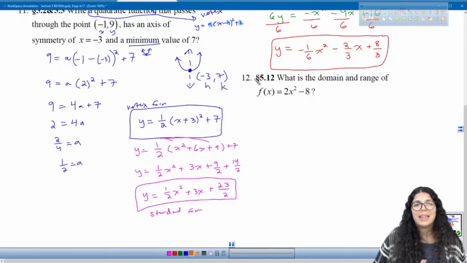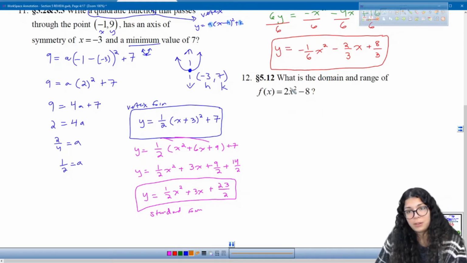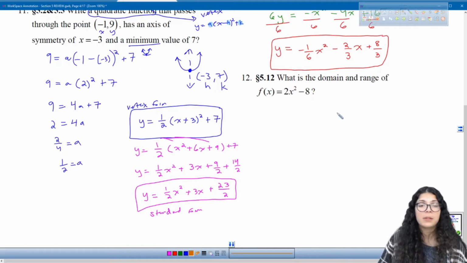Alrighty. Let's move on to number 12. So on number 12, we need to find what is the domain and the range of the function. Now, the first thing you need to do is figure out what kind of function this is. Well, it has a highest power of 2, so this is a quadratic function. Quadratic functions are parabolas. So in this parabola, I need to figure out which way is it facing. The a value is positive, so this is a parabola facing up.